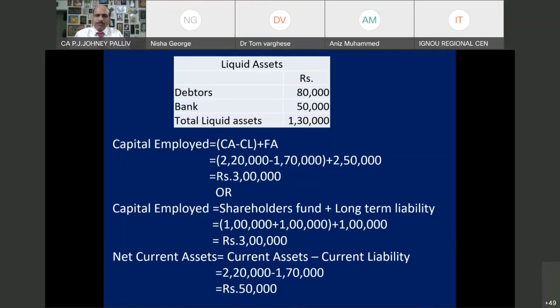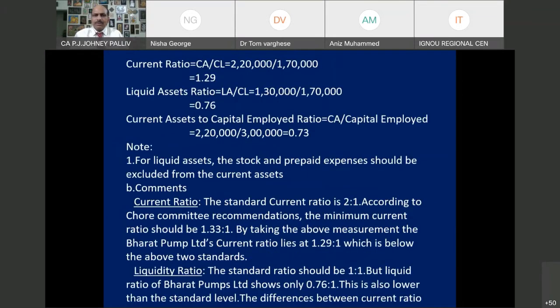Now coming to the ratio. The ratio is current assets divided by capital employed. You can see, current assets to capital employed ratio is equal to current assets divided by capital employed. Current assets is 2,20,000 divided by capital employed, 3 lakh. The ratio is 0.73.